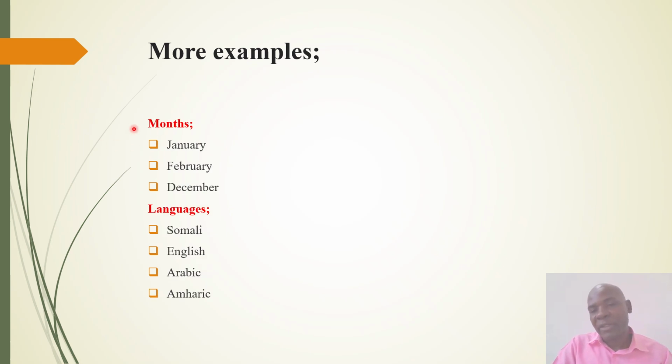We also have the months of the year. The months starting from January to December, you start with a capital letter like January, that's capital J, February, December, October, July, any month that you're talking about, always remember to start with a capital letter because it's a proper noun. Then for languages, all of us speak different kinds of languages.